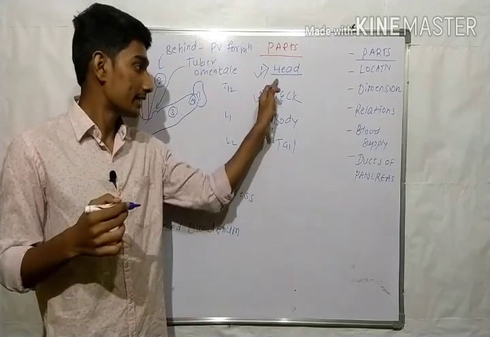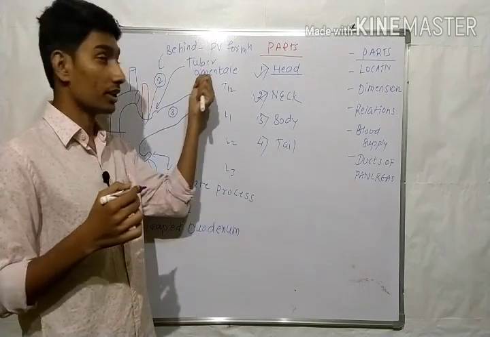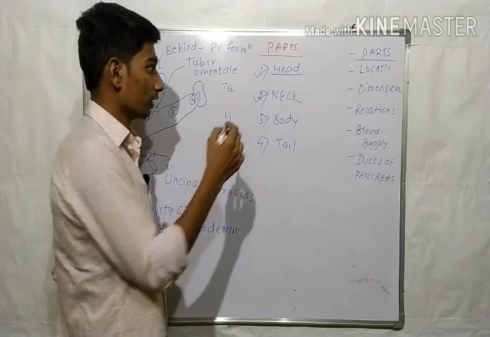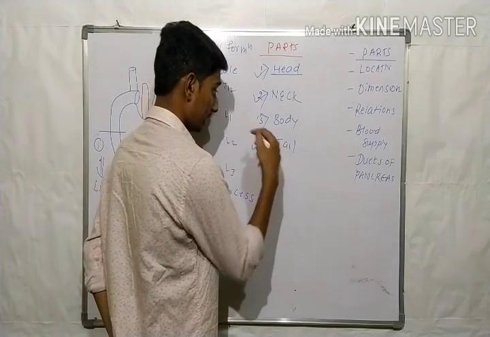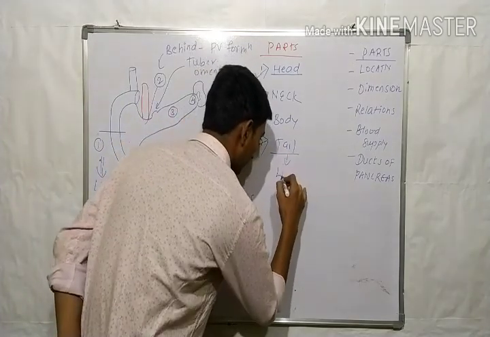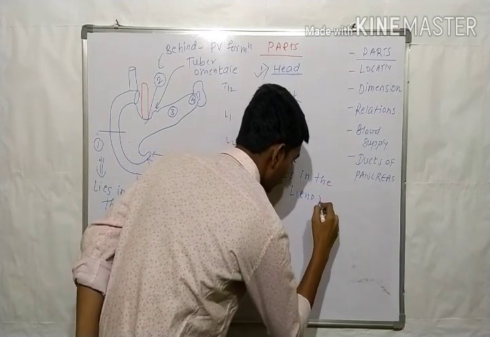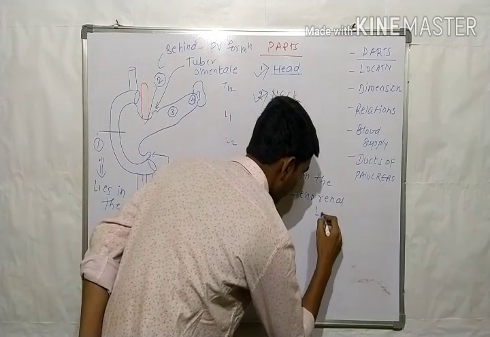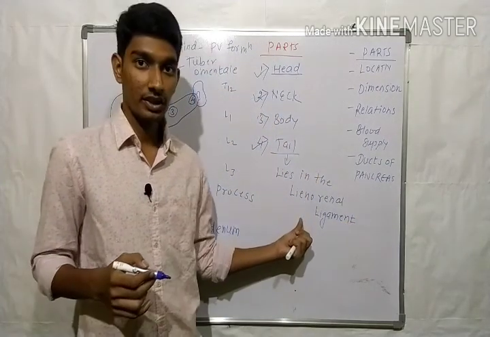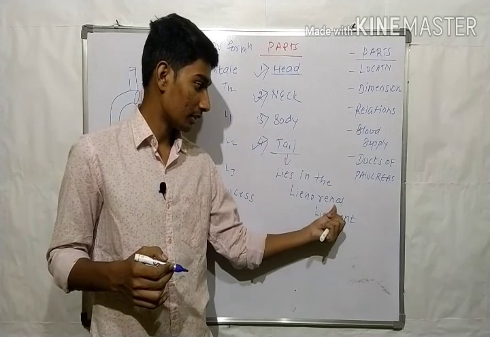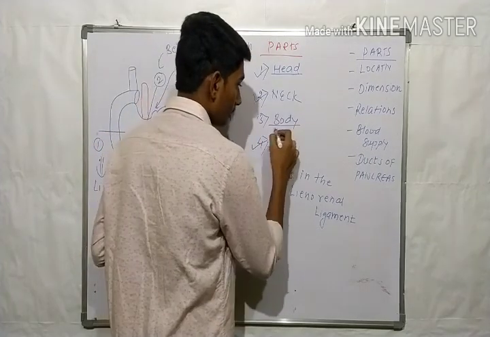Okay, head has one process, uncinate process. Neck has another process, that is tuber omental, and behind the neck there is a portal vein formation. Then tail lies in the lieno-renal ligament, and as we have studied, lieno-renal means it extends from kidney to the spleen.